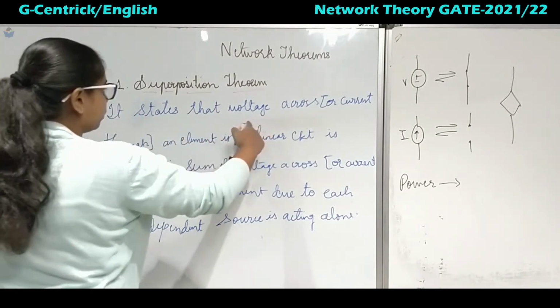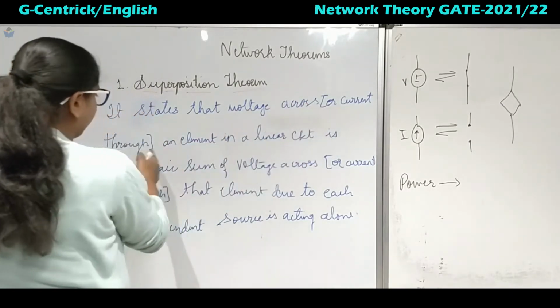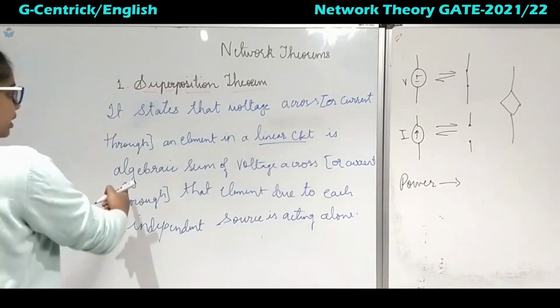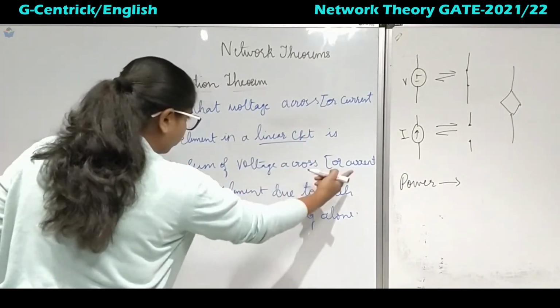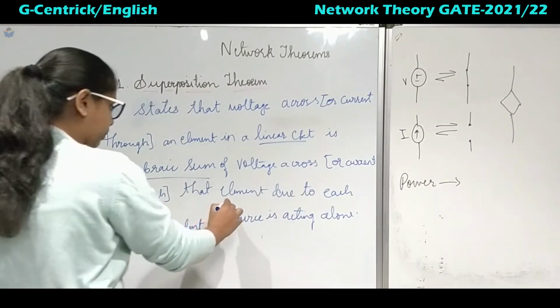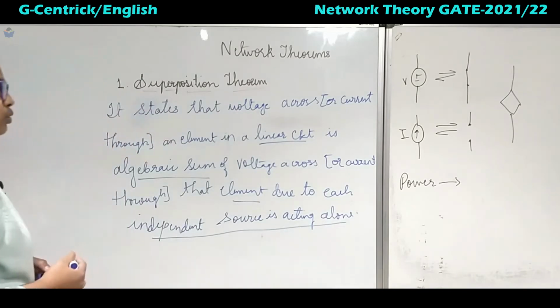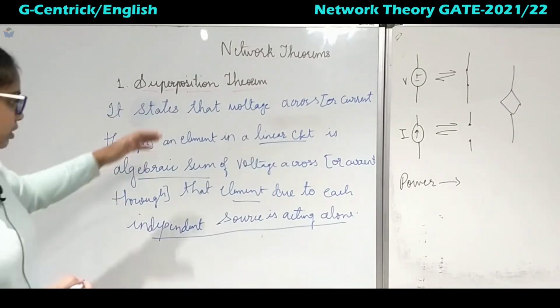It states that the voltage across or current through an element in a linear circuit is the algebraic sum of the voltage across or current through that element due to each independent source acting alone. Now what is the meaning of this sentence?